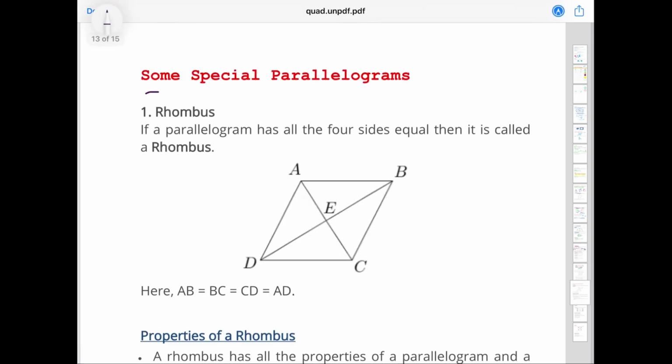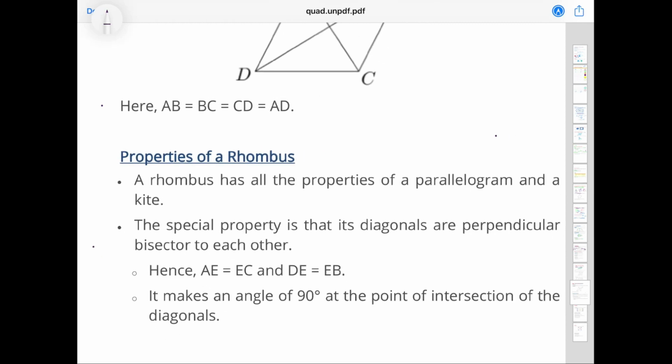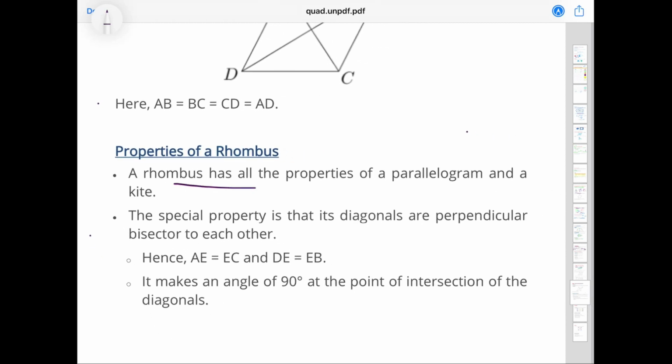Now there are some special parallelograms as well. These are the rhombus. When all four sides are equal, it is called a rhombus. In a rhombus, all the sides are equal and opposite angles are equal. The rhombus has all the properties of a parallelogram and a kite. So here an angle of 90 degrees is there at the point of intersection of the diagonals, and all the sides are equal. Opposite angles are equal, like in the parallelogram. So it follows all the properties of a kite and a parallelogram.